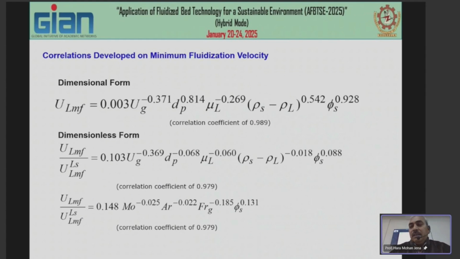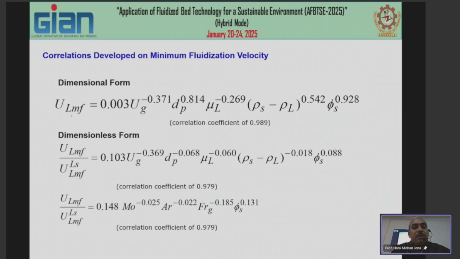Already about the gas-solid fluidized bed and liquid fluidized beds, you know that the experimental observations are correlated to some mathematical equations which are known as correlations. So correlations are developed for different types of operation in different types of processes, and the correlation for the minimum fluidization velocity are like this.